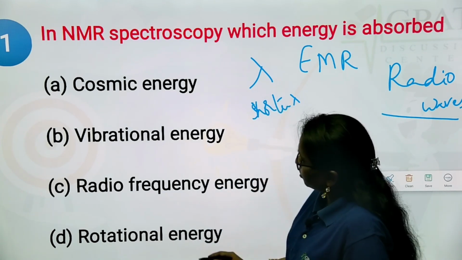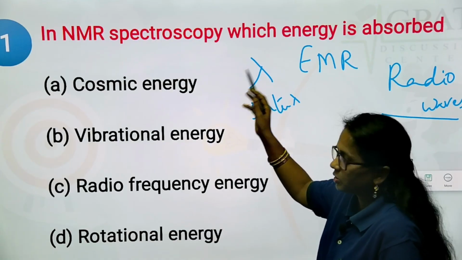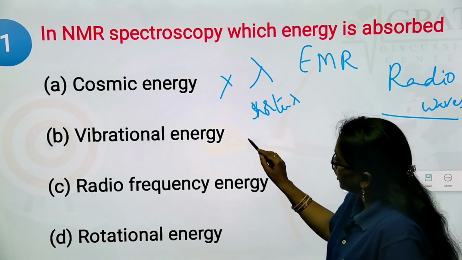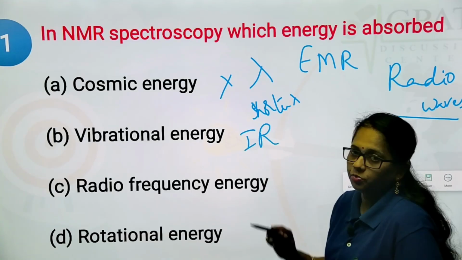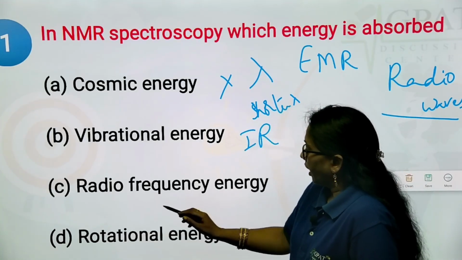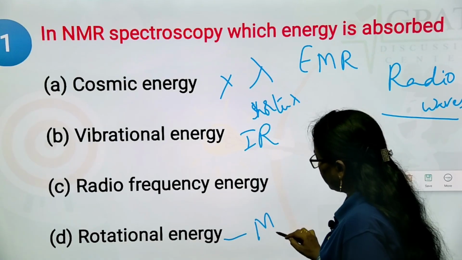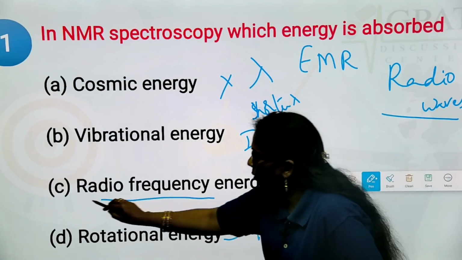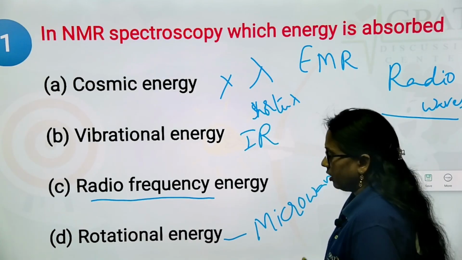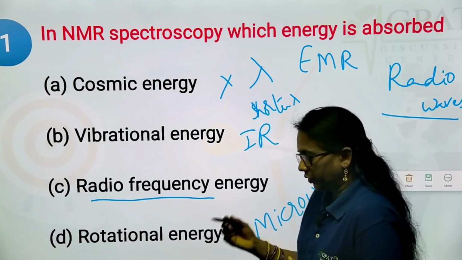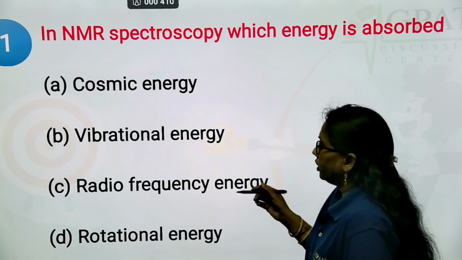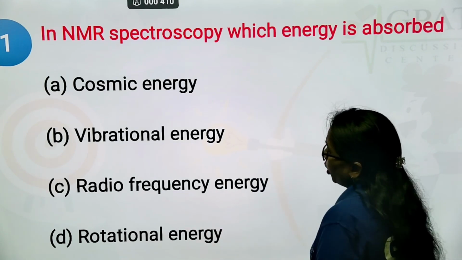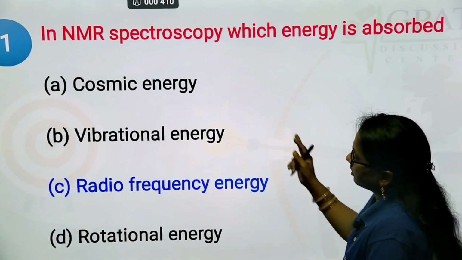In the given options, cosmic energy means cosmic rays, so that is not the right answer. Vibrational energy we come across in IR spectroscopy, and rotational energy we see in microwave spectroscopy. Only the option radio frequency energy gives you the radio waves, thereby the nucleus comes into the resonance state. So option C is the right answer for this question.